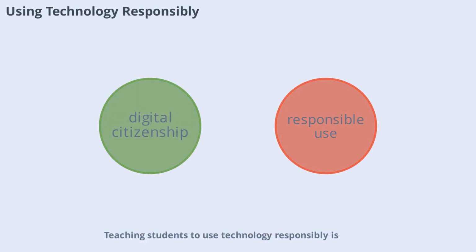Teaching students to use technology responsibly is a key part of a positive learning environment. This includes understanding digital citizenship, respecting privacy, and practicing safe online behavior. By modeling responsible use and discussing ethical issues, teachers prepare students for the challenges of the digital world. Responsible technology use builds trust and ensures that the classroom remains a safe and productive space for everyone.